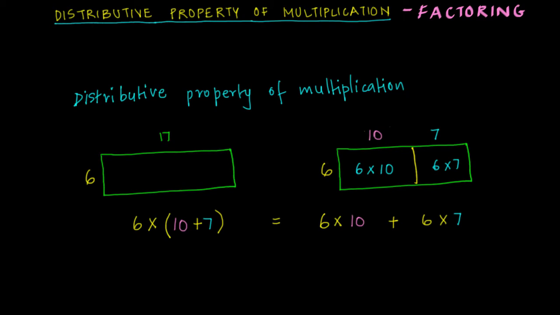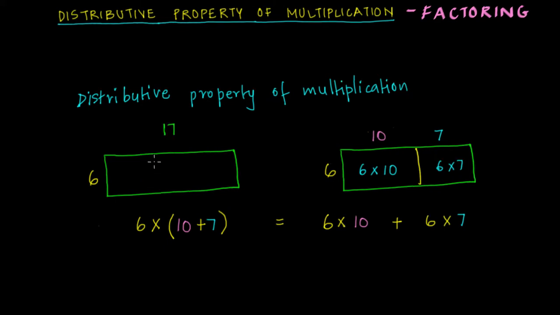In this video, we will look at the factoring form of the distributive property of multiplication. We have already looked at what the distributive property of multiplication means. So let's review it with an example. We have a rectangle here which has sides of 6 and 17. And to find the area of this rectangle, we would do 6 times 17.